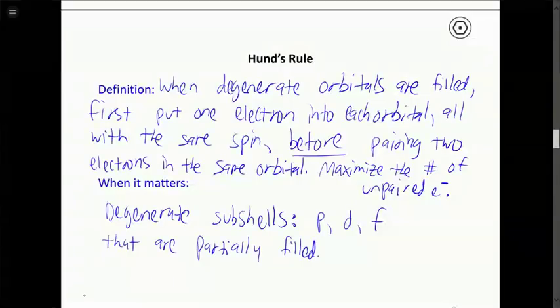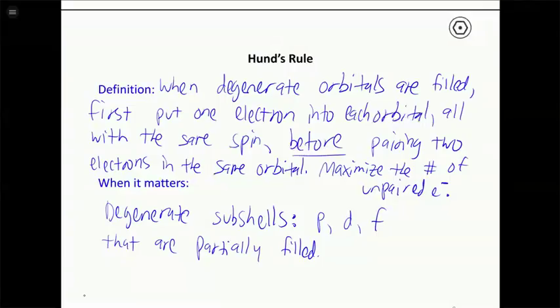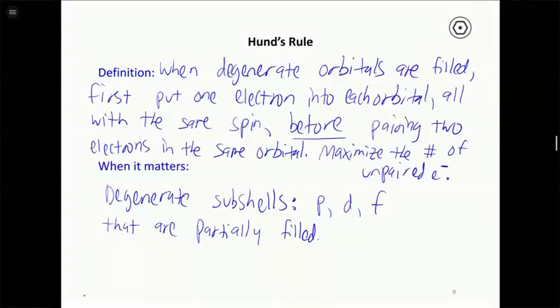If we're completely filling up a subshell, if we're putting the maximum number of electrons into it, all of the electrons are going to be paired and all of the orbitals are going to be doubly filled. So it doesn't really matter if we think about Hund's rule for those situations. But if you're doing a partially filled subshell, you have to keep Hund's rule in mind to know which individual orbitals have electrons in them and what's the relative spin of those electrons. And we'll see examples of that here in a minute. Okay, so that's Hund's rule.